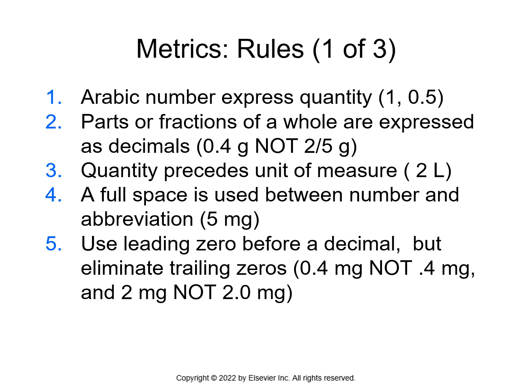So when we're writing these out, the number goes before the unit of measure, like 2 liters, because we wouldn't say liters 2, we would say 2 liters. And a space goes between the number and the unit of measure, like 5 space mg for 5 milligrams. Leading zeros go before the decimal, so 0.4 milligrams, not just .4 milligrams, to reduce the possibility of error. And we do not use trailing zeros, like 2 milligrams, not 2.0 milligrams, or 1.5 liters, not 1.50 liters.